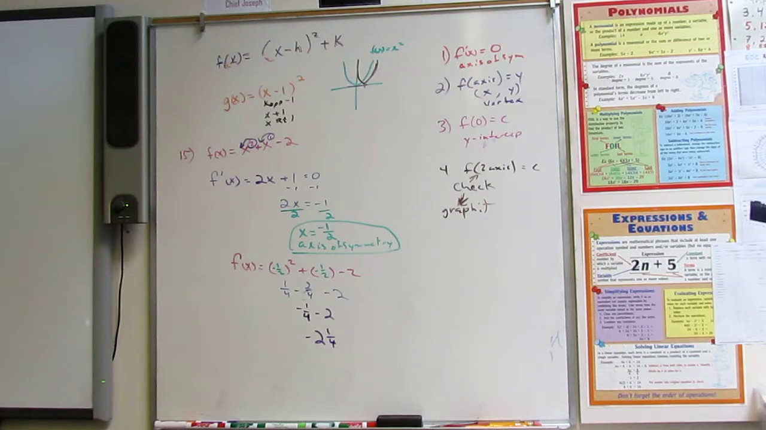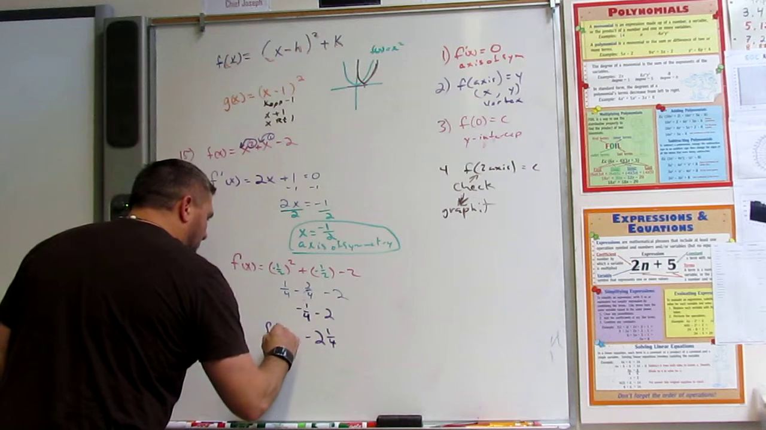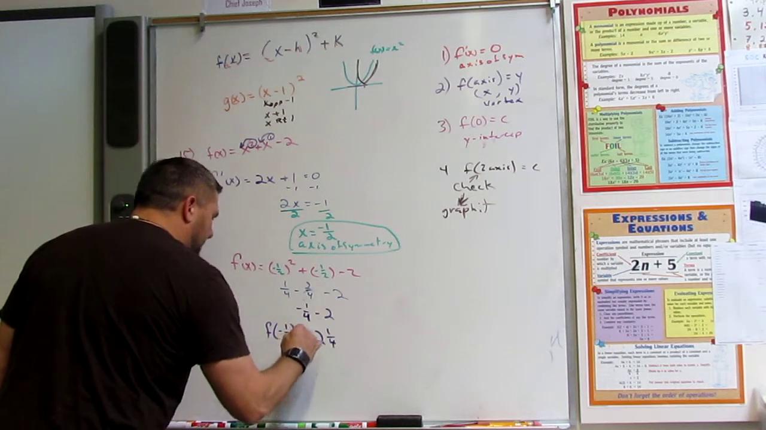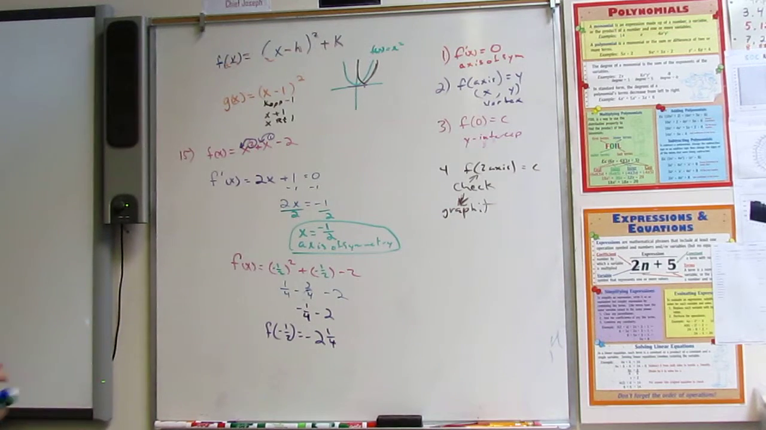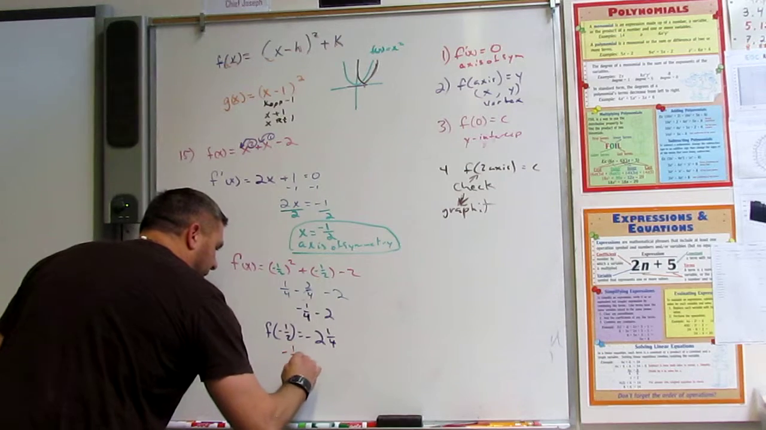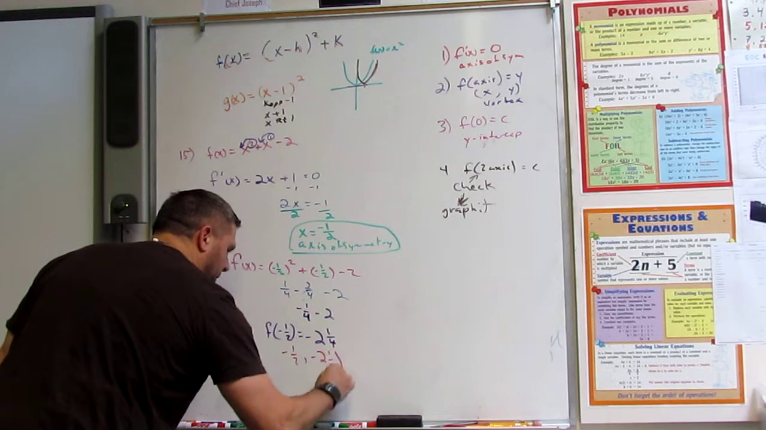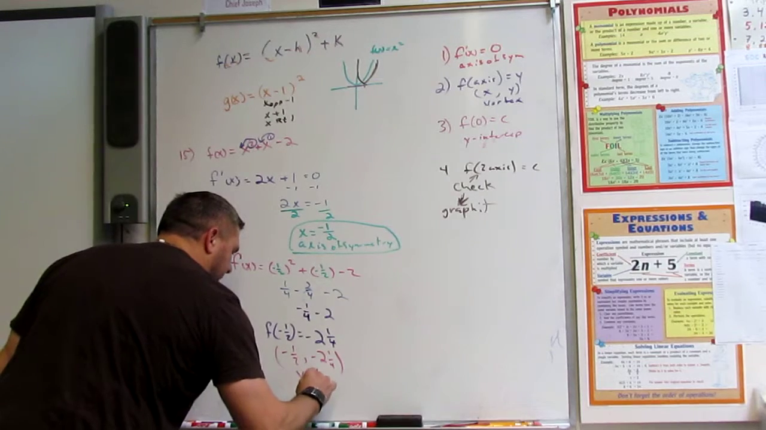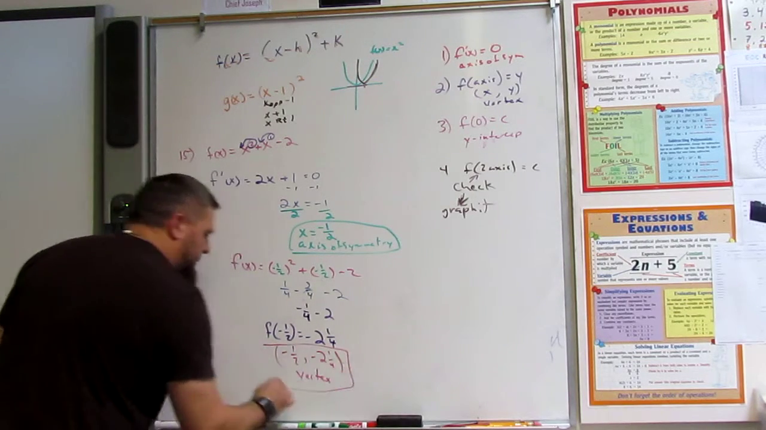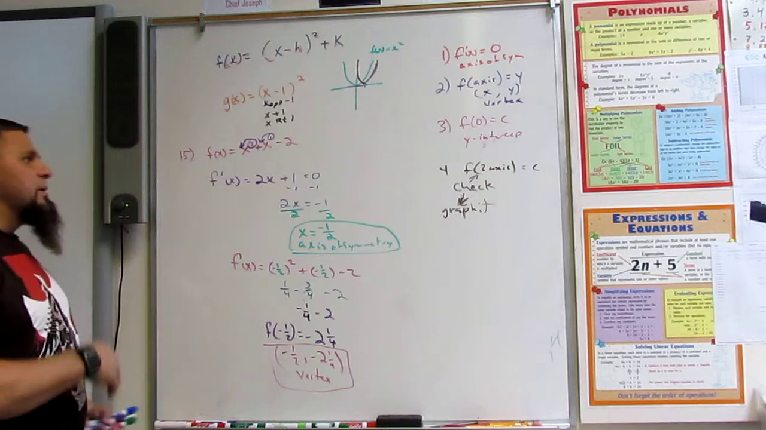Okay? So that's what f of -1/2 equals. So I can easily write that as the vertex: -1/2, comma, -2 and 1/4. That is my vertex. Okay? So that's step 2, finding the vertex. So, from here, I want to go to step 3.